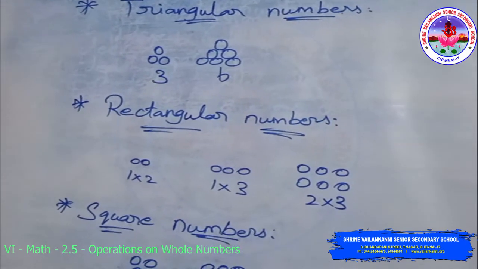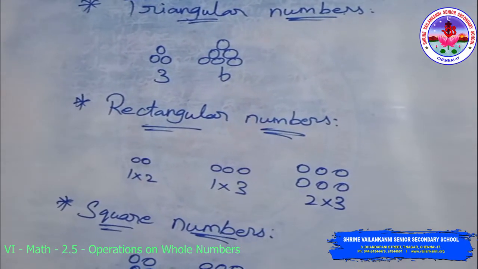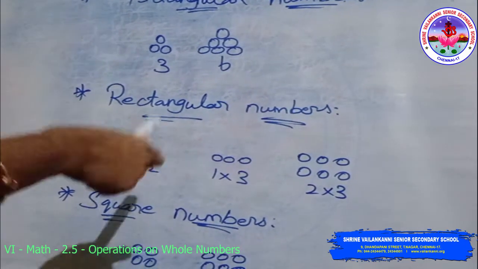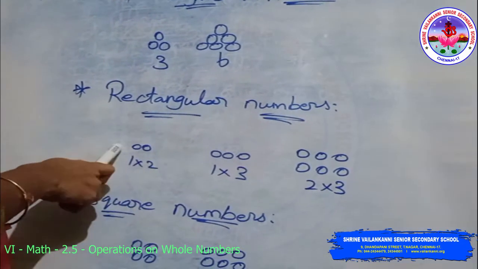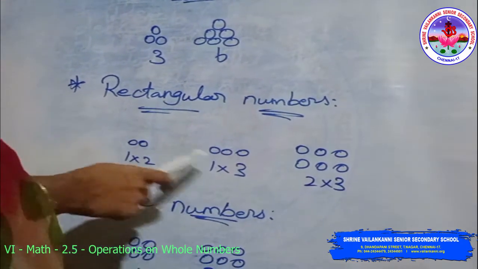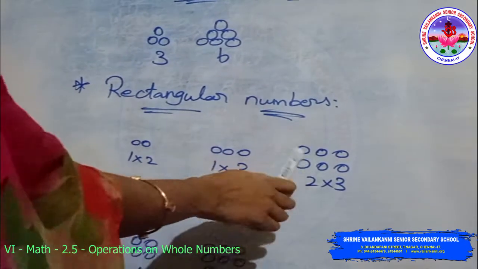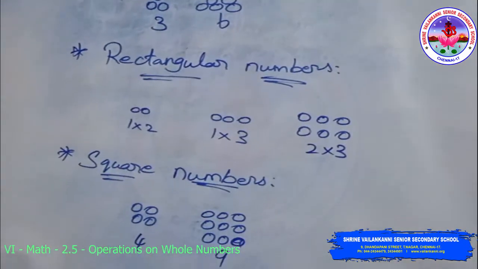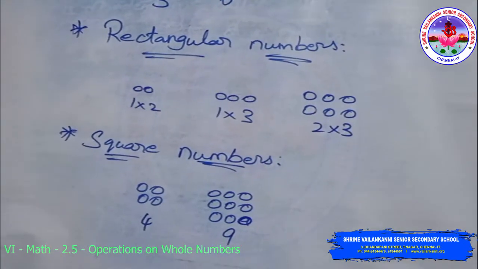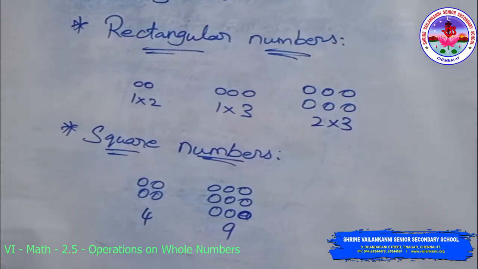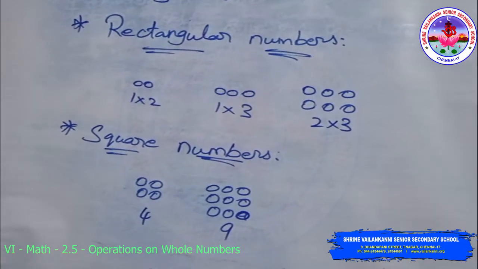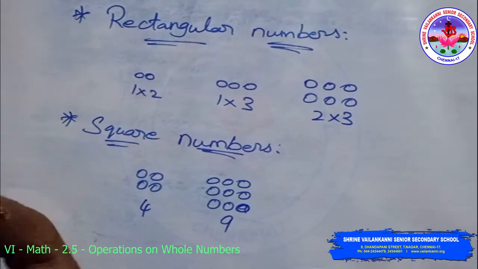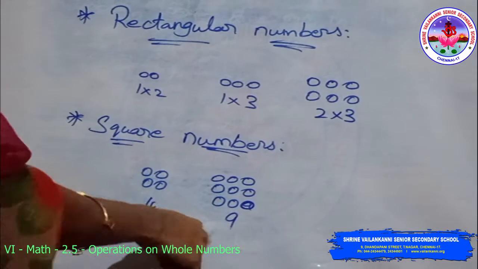Next one, rectangular numbers. Every whole number can be represented as a rectangular array of dots. That is 1 into 2, that is 1 row, 2 columns. This is 1 row, 3 columns. This is 2 rows, 3 columns. The next one is square numbers. Some composite numbers can be represented as a square array of dots. They are square numbers. That is 4, 9.